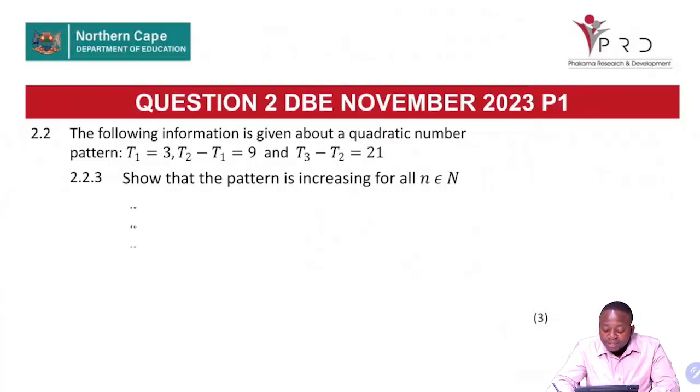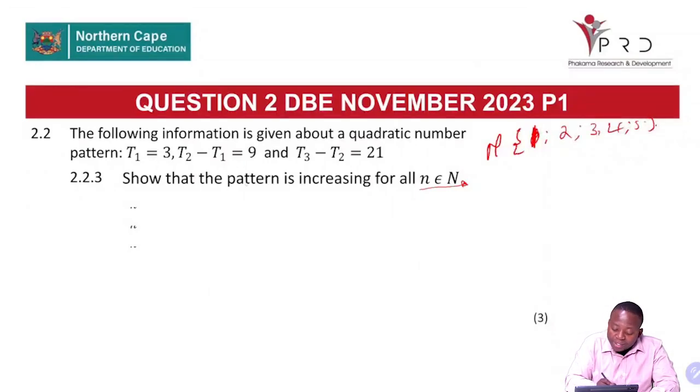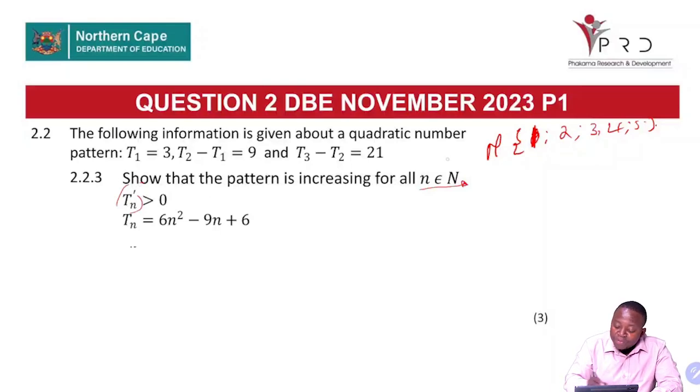Show that the pattern is increasing for all values of natural numbers. Natural numbers start from 1: 1, 2, 3, 4, 5. So we're saying show that the pattern is increasing for all the natural numbers. In this case, we look for the derivative, and our derivative must be greater than 0, because all of the natural numbers are greater than 0. They start from 1, 2, 3, 4, 5, 6, 7, 8, 9.